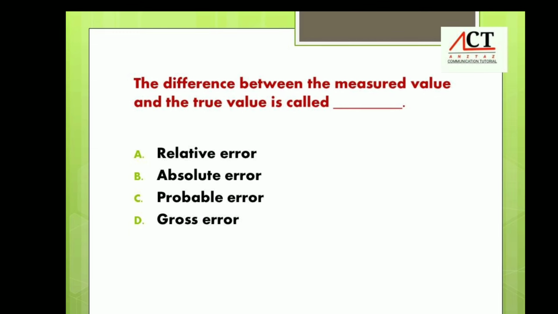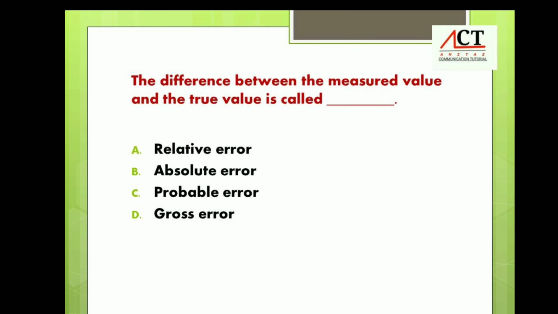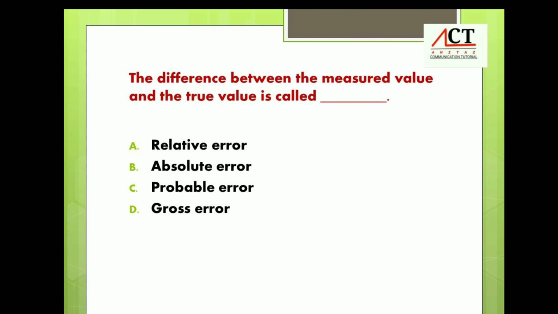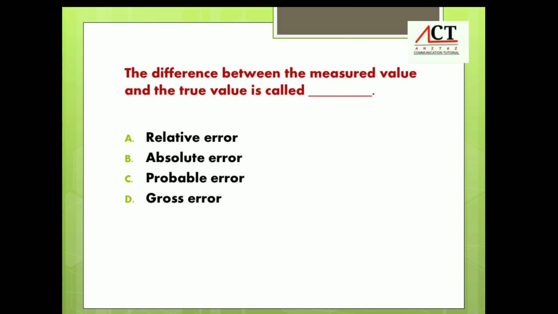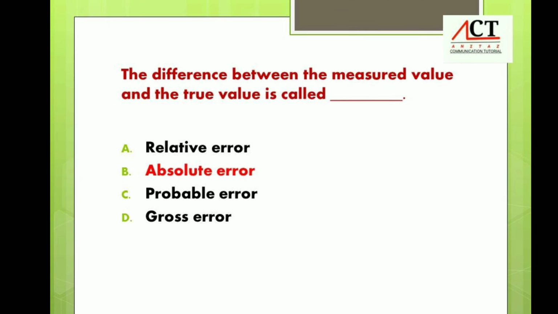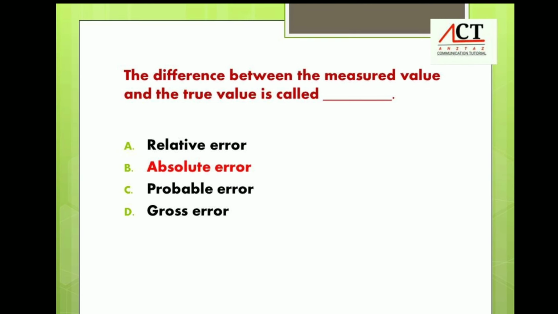The next question is, the difference between the measured value and the true value is called A, relative error, B, absolute error, C, probable error, and D, gross error. And the correct answer is option B, that is absolute error.